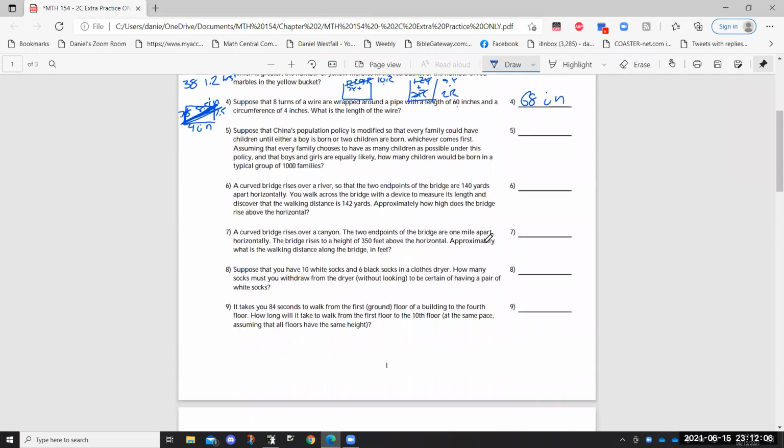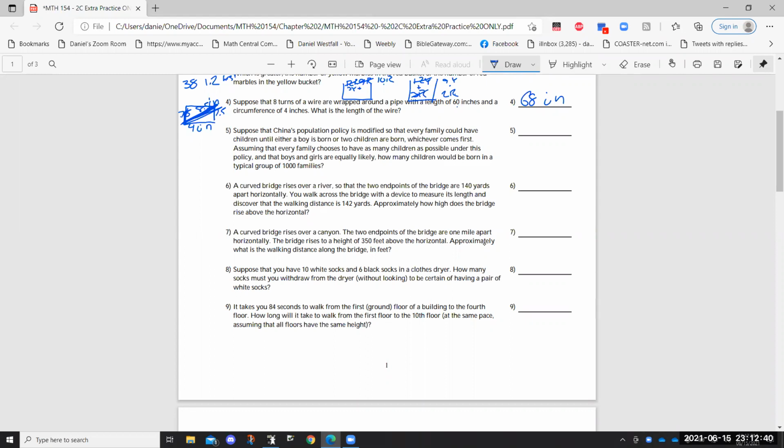All right, suppose that China's population policy is modified so that every family can have children until either a boy is born or 2 children are born, whichever comes first, assuming every family chooses to have as many children as possible under this policy, and that boys and girls are equally likely. How many children would be born? Typical group of 1,000 families.